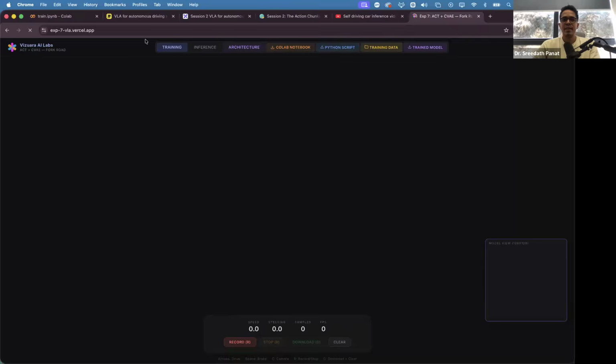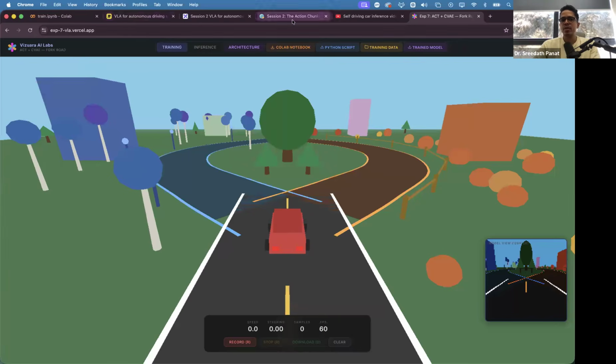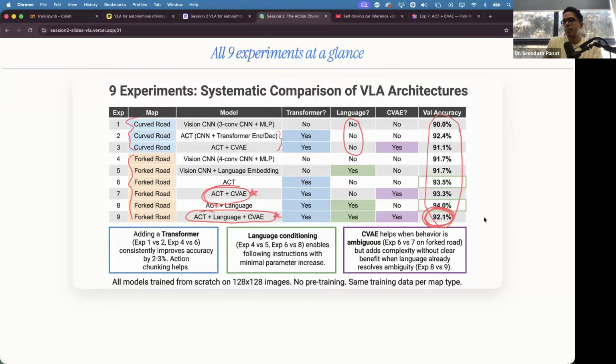But somehow in the training part, the validation accuracy was really good. So that's the reason why I say validation accuracy does not mean much in inference in robotics. I don't know why. Maybe because my training data is not diverse enough to capture every single possible failure. Maybe that's the reason. It's very difficult to say. But as we expect, this model has worked the best. In curved road, I saw that again, just ACT with conditional variational autoencoder was not the greatest. Vision alone was okay. In fork road, vision alone plus language embedding actually worked surprisingly well.